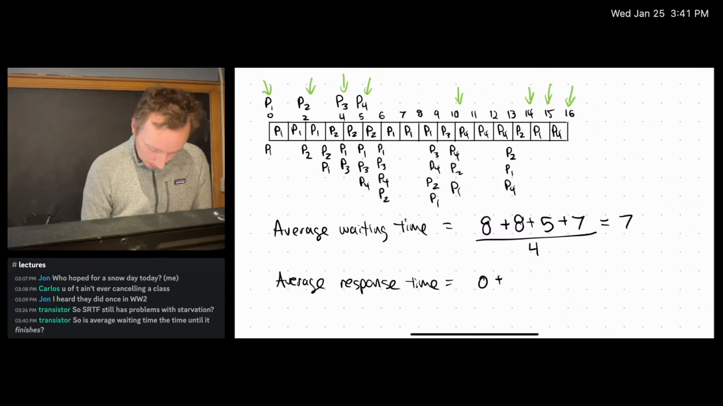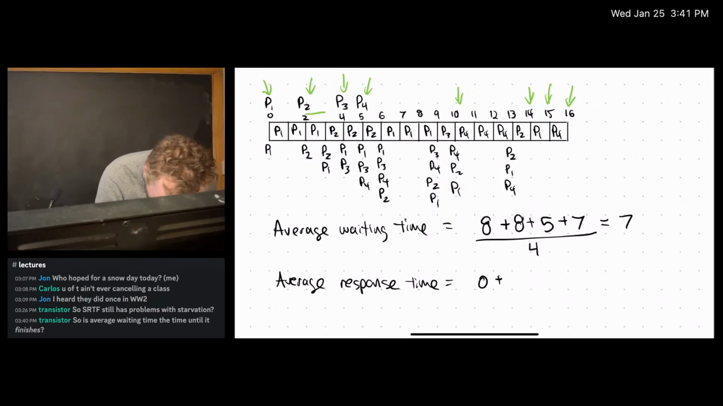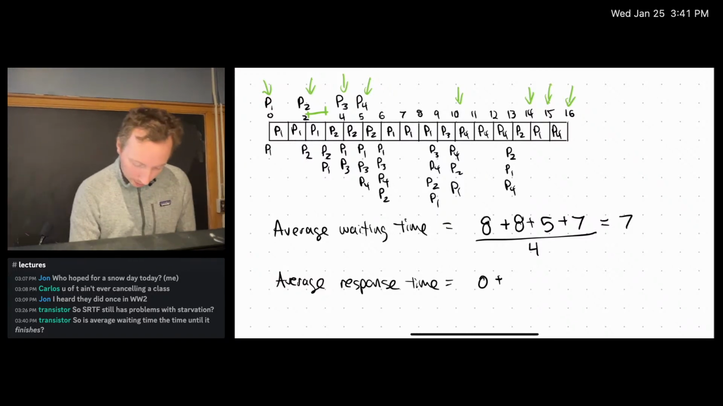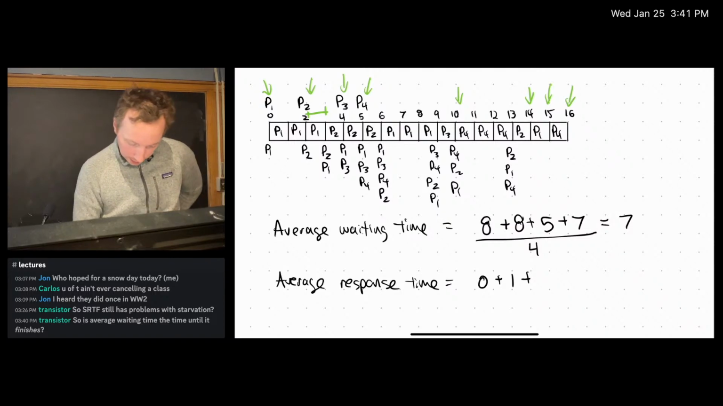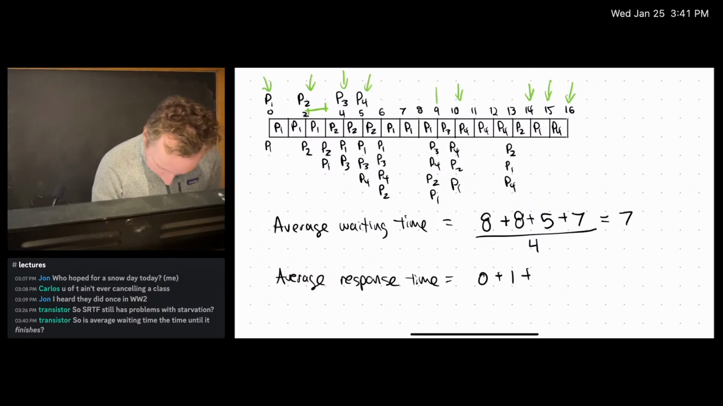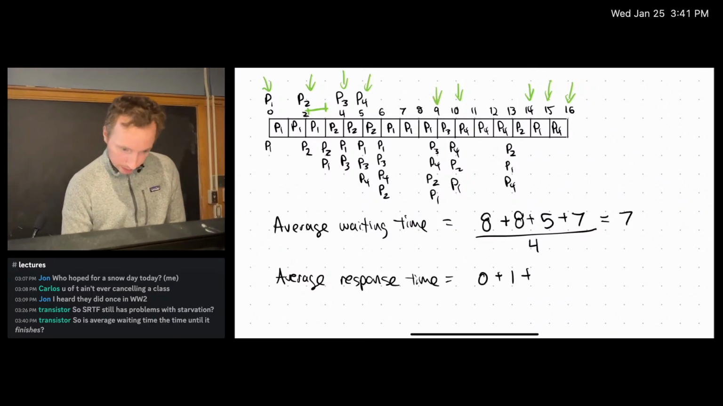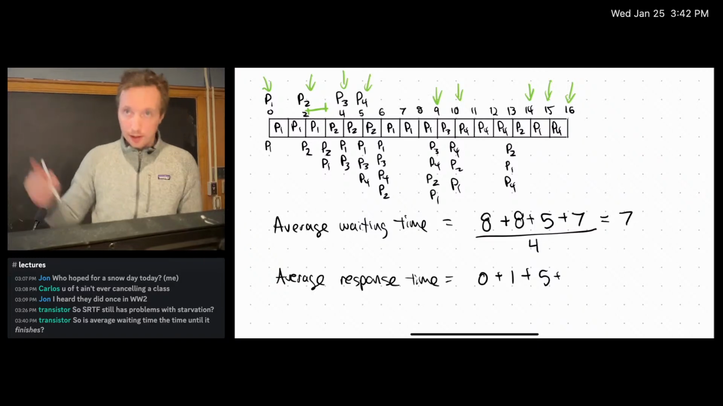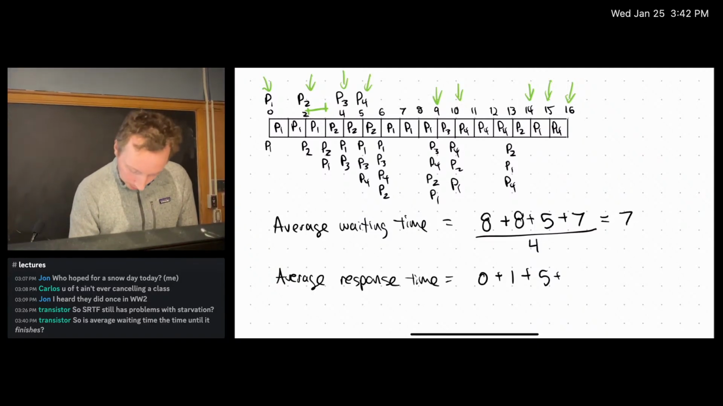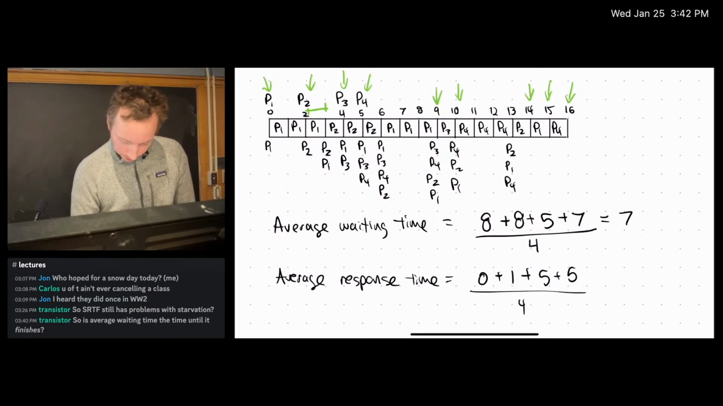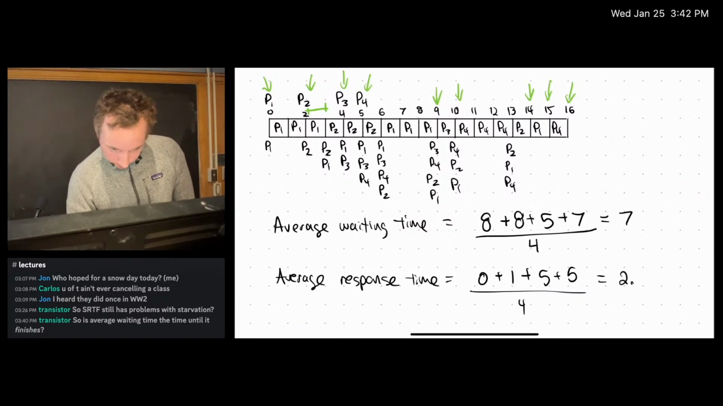In this case, for process 1, it's 0 because it started and ran instantly. For process 2, it only waited for 1 time unit. It started at 2 and got its first time slice at time 3. Process 3 started at time 4 and didn't start executing until 9, so it waited around for 5. Process 4 got requested at 5 and didn't start executing until 10, so it waited around for 5. If we do the math, we get 2.75.